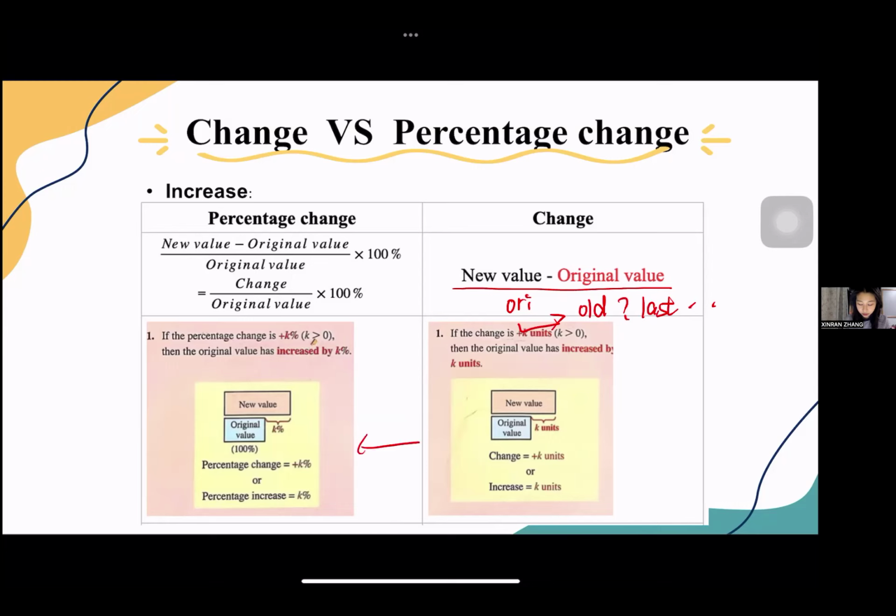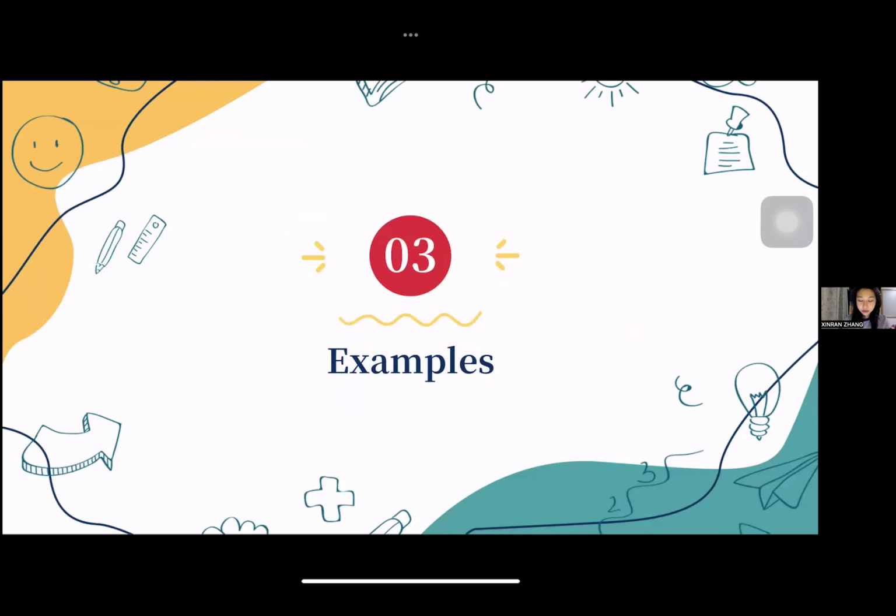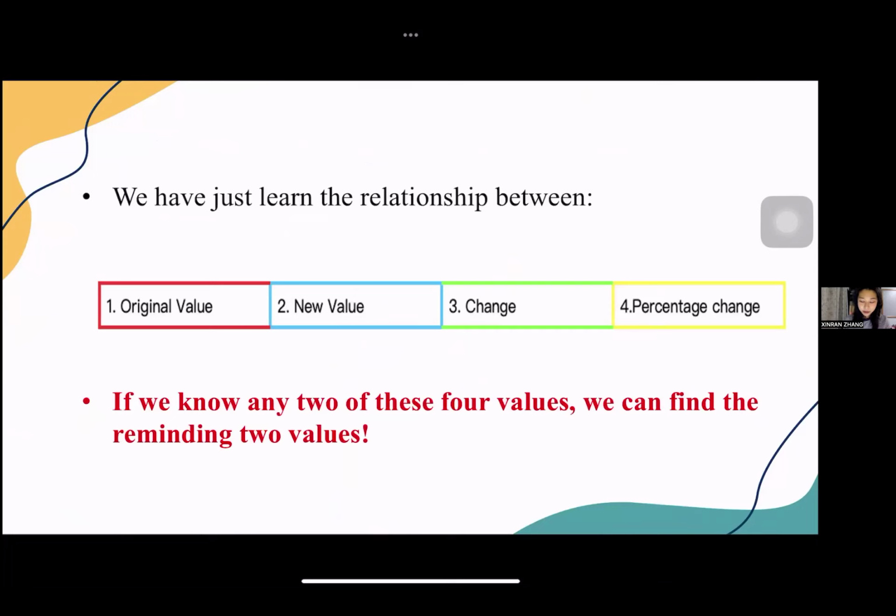So we can also see the difference in the chart. This one is units and this one is percentage. It's also the same when the change is negative. So let's go through some examples to make it more clear. We have learned the relationship between these four. If you know any two of these, you can just find the remaining two.